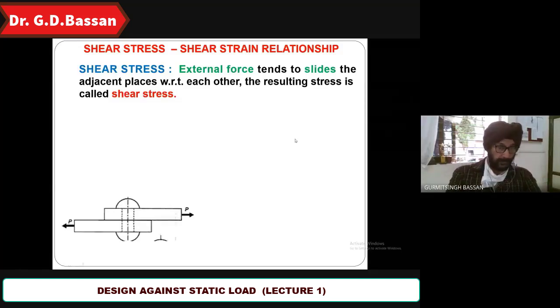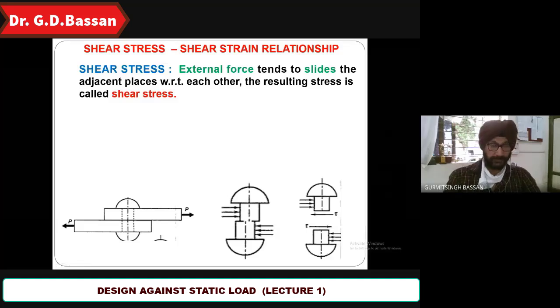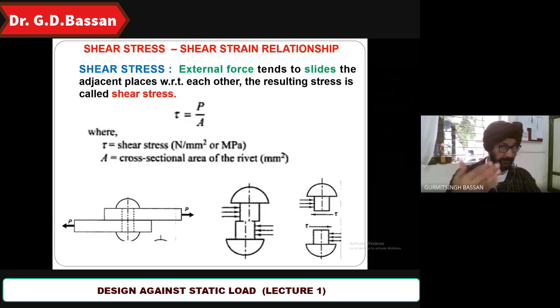Suppose these are the two plates which are joined by the rivet, and these are the forces which are applied. So what will happen? It will create the impact here. It will force on this side, and this will force on this side. So it will move like this way, move like this way, and breakage will take place. And the breakage will take place due to the stress, which is called shear stress. Is it clear? That is tau is equal to P by A. Tau is the shear stress. It is Newton per mm square or megapascal. A is the cross-sectional area of the rivet.